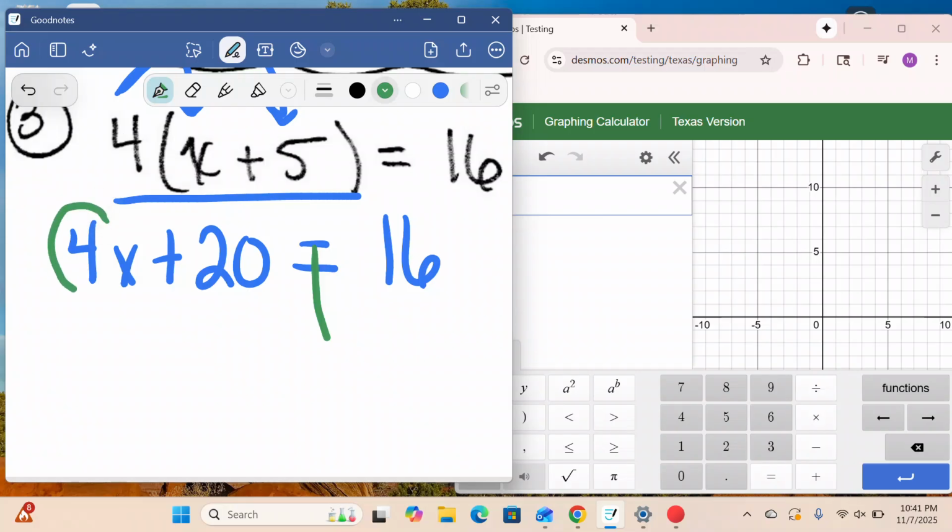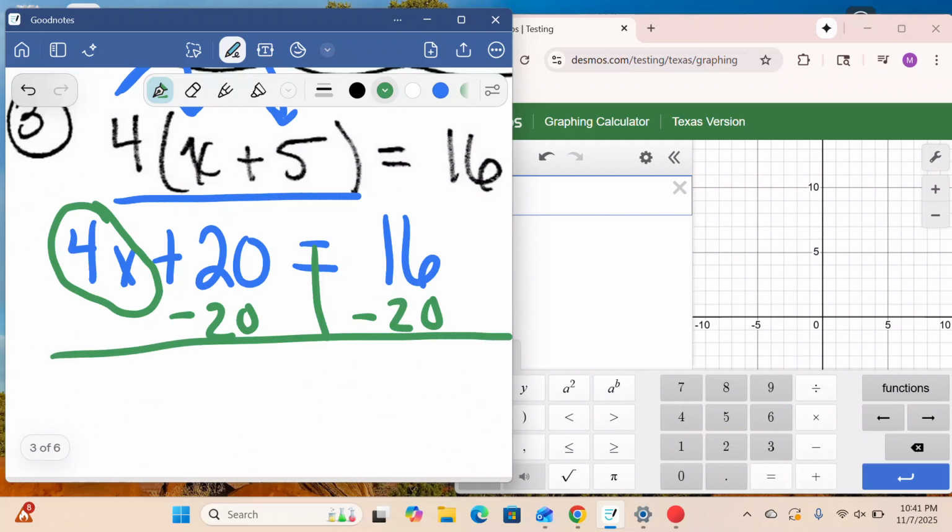I'm going to circle my variable, which is 4 times x, which is 4x. I want to get the variable by itself. So I get 4 times x by itself. I want to get rid of the positive 20 on the left side. So how do I get rid of positive 20? I do the opposite, so that is negative 20. But what I do to one side of the railroad track, I have to do to the other side of the railroad track. So then I like to draw my line, so that I can distinguish.